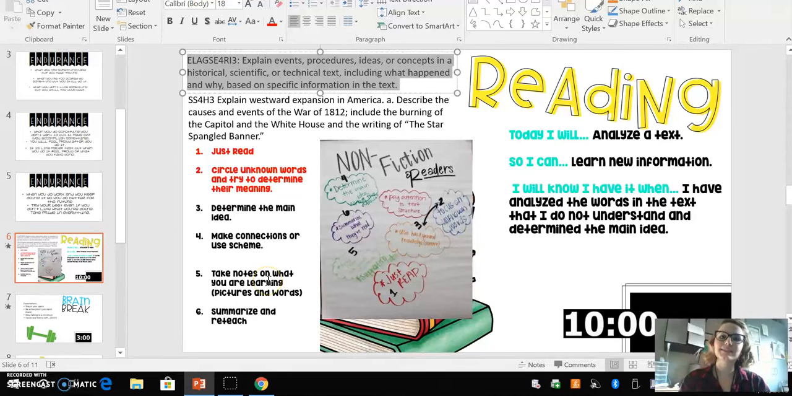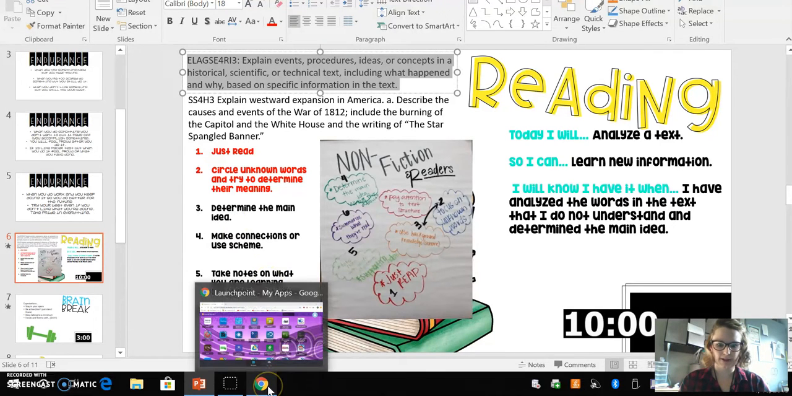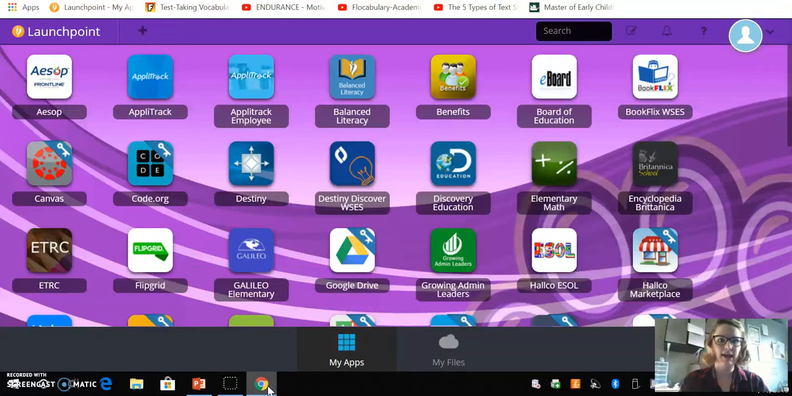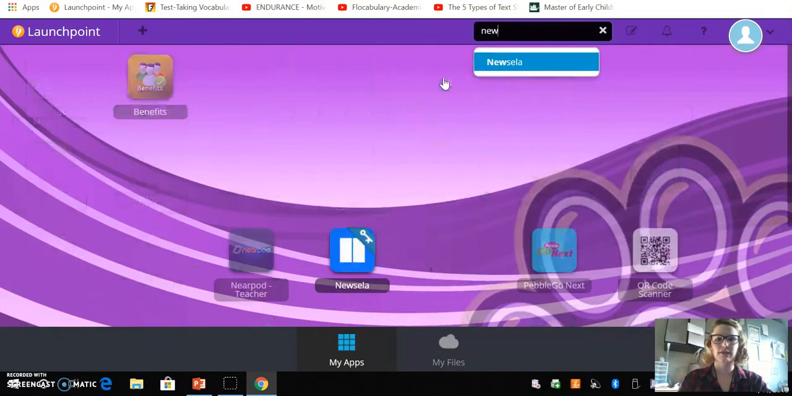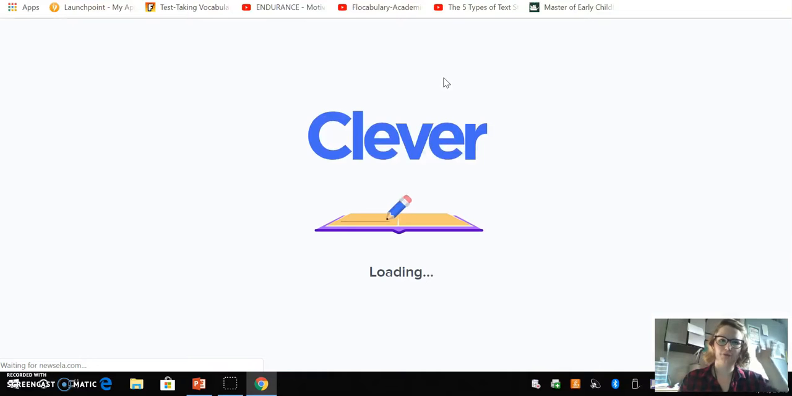All right, so instead of the text being pencil and paper this time, we're going to do things a little bit different, and this time it's going to be in Launch Point. So you're going to want to search Newsela and bring up Newsela. Before we can do anything, and while we wait on this to load, you're going to want to go ahead and set up your journal.